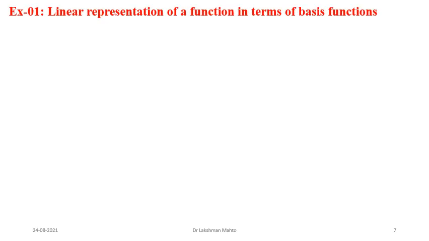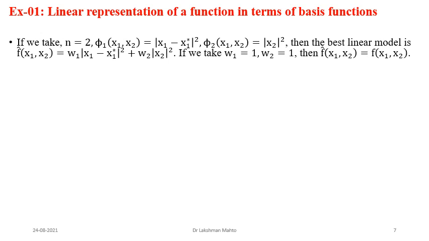But what you do is smartly, the function itself will tell you what kind of basis function you want to take. You have to look inside the function, then you will come to know what kind of basis function is suitable. So here we are taking another set of basis functions, again two, a new set. The first basis function is phi1 equal to the square of the modulus of x1 minus x1 star, where x1 star is a fixed number, and phi2 is the square of the modulus of x2. So these two are the basis functions we are taking.